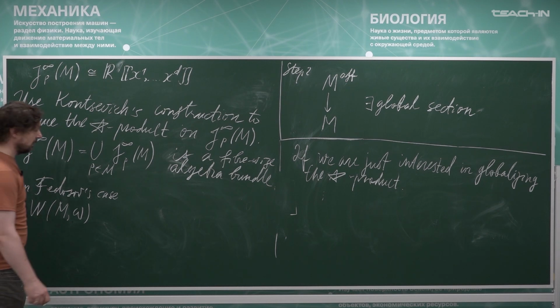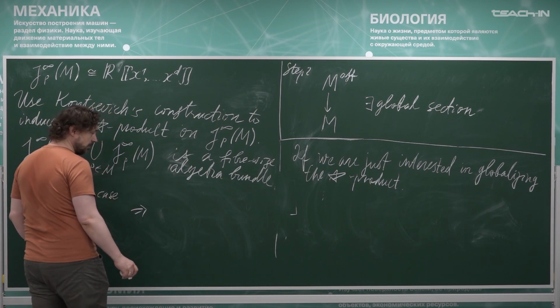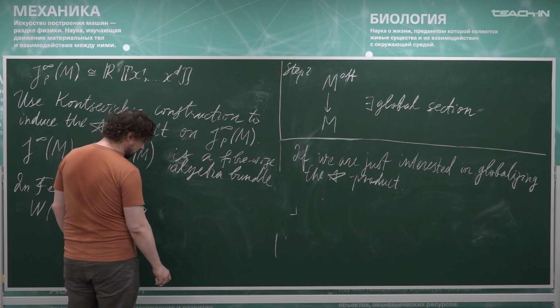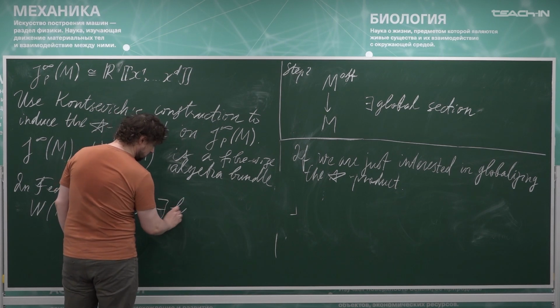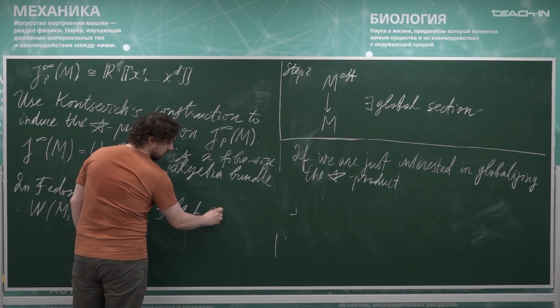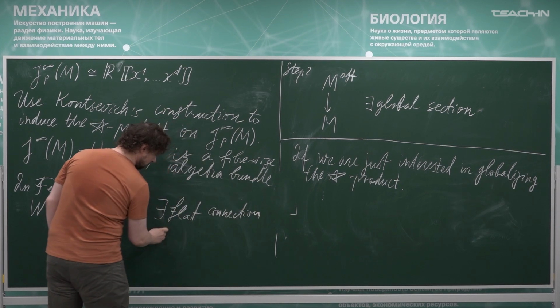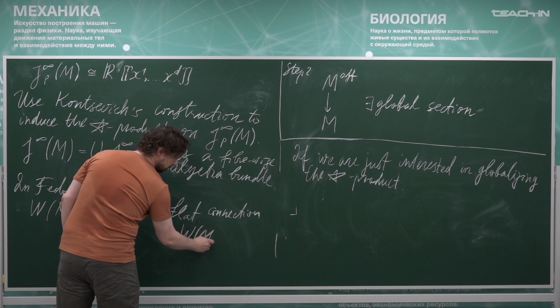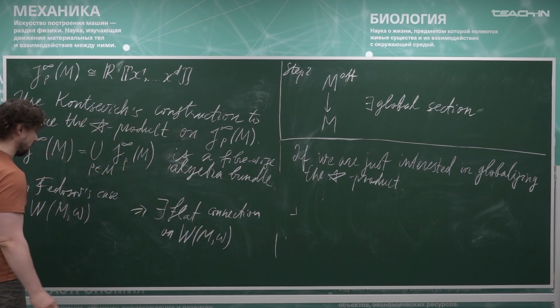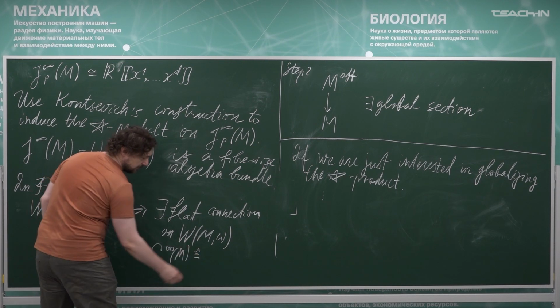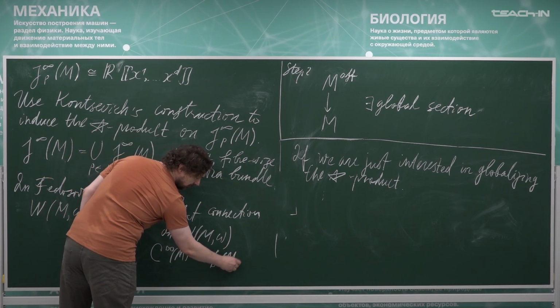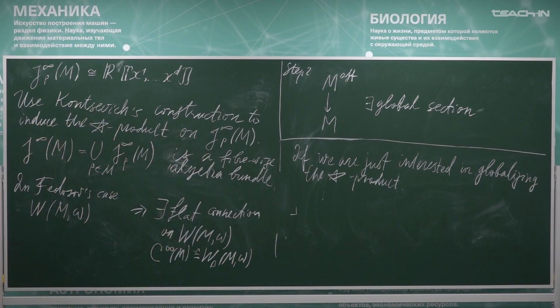And then Fedosov's construction was based on the existence of a certain flat connection on this Weil algebra bundle, which allowed us to identify the space of smooth functions on M with the space of flat sections of this bundle, and hence this way we get a non-commutative star product on the space of functions. So something like this can be done here.